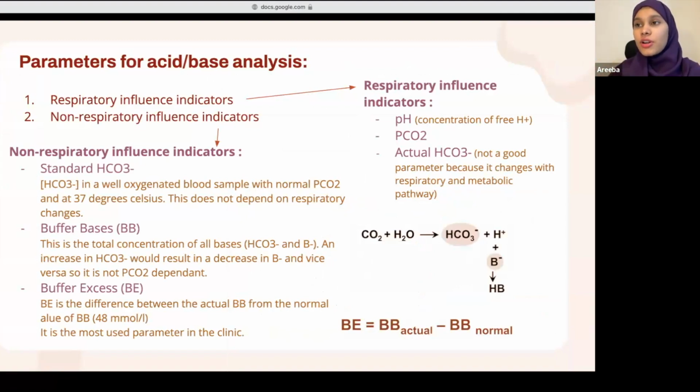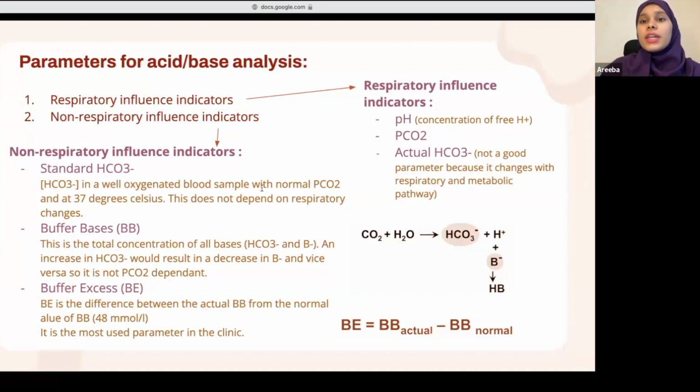Now, pH is just the concentration of H plus. We know that. We know PCO2. Actual bicarbonate is not a good parameter, because if you just take the concentration of bicarbonate from a person at any given time, there could be a lot of changes. There could be a lot of respiratory or metabolic changes. So this one's not a good parameter. Moving on to the non-respiratory influences, we have standard bicarbonate.